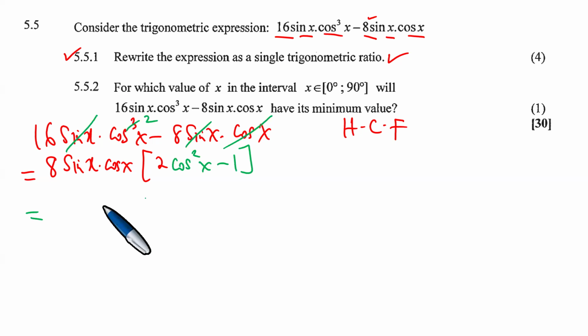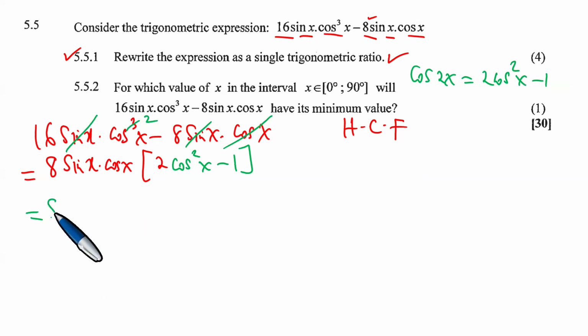What is next? This was a bit tricky to most students. What do you think, Noah? Cosine 2x. Here it's cosine 2x because we know that cosine 2x is actually 2 cosine squared x minus 1. So which means that we have 8 sine x cosine x, and this is cosine 2x.